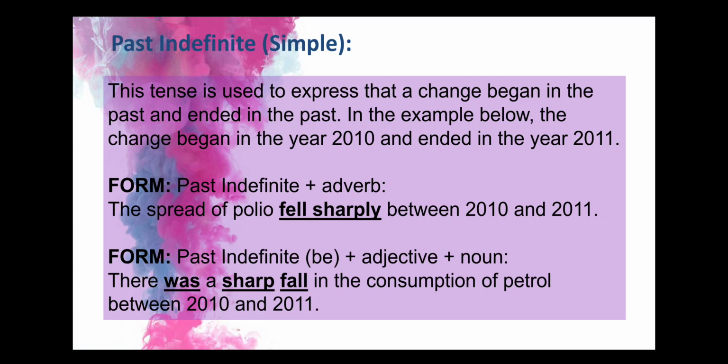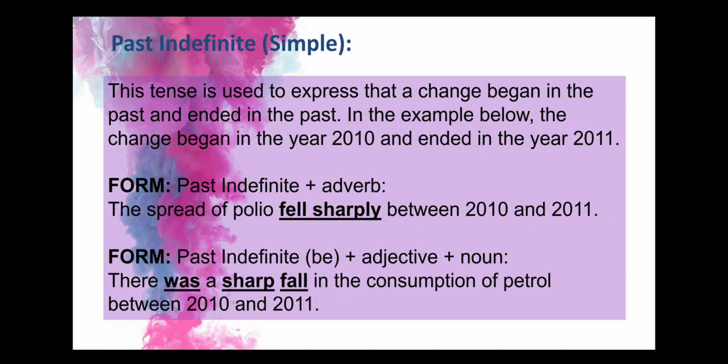The next tense is the past indefinite tense, and this is the past simple tense also. This tense is used to express that a change began in the past and ended in the past. In the example below, the change began in the year 2010 and ended in the year 2011. Past indefinite plus adverb is one structure, and past indefinite with adjective and noun is the second structure. Let's look at the examples.